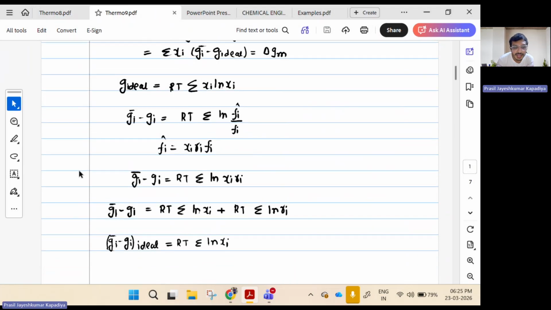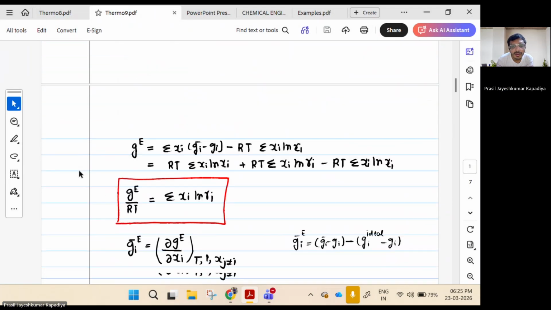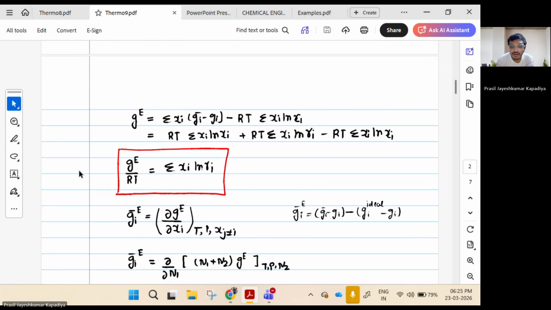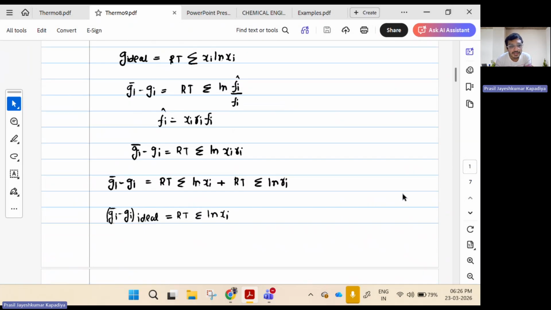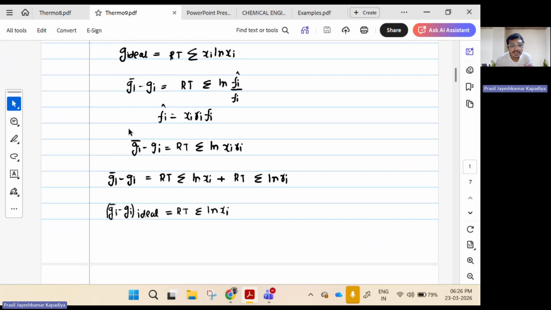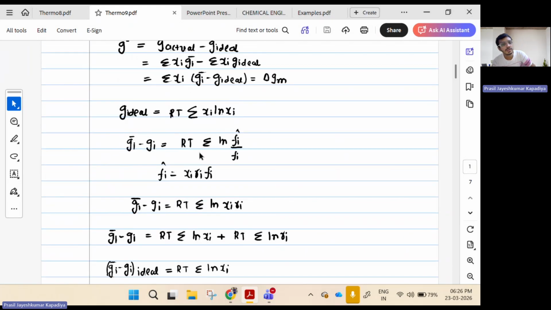So this term Gi bar, let's try to find out the partial molar term. Gi bar excess will be equal to Gi bar minus Gi, minus Gi bar minus Gi if it were ideal. So what is Gi bar minus Gi? It can be written as RT ln of Fi cap by Fi. This we have already studied.